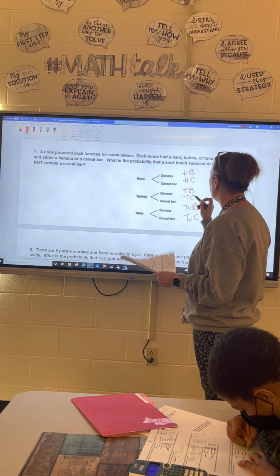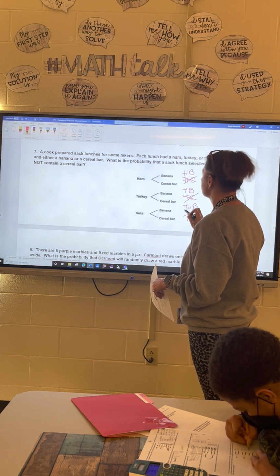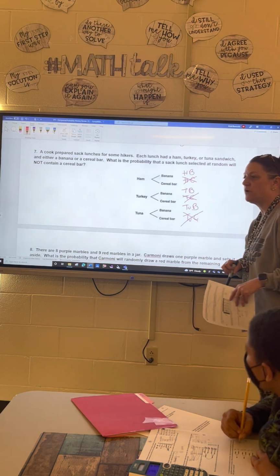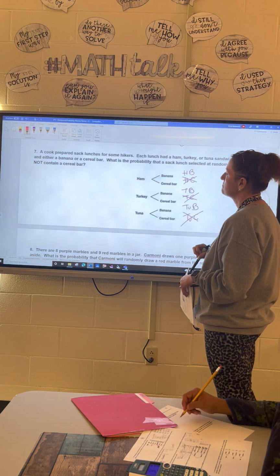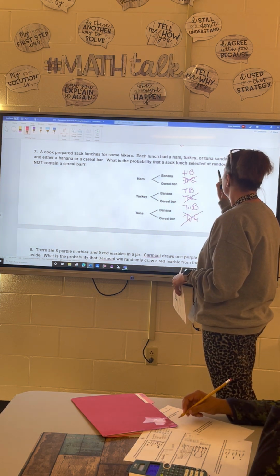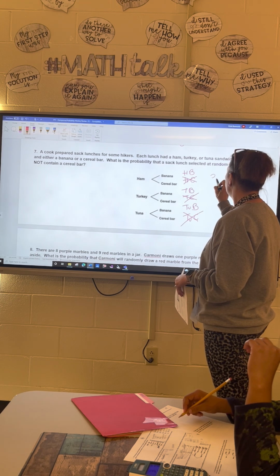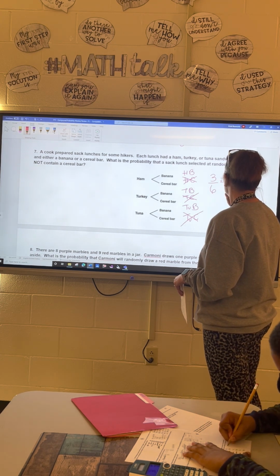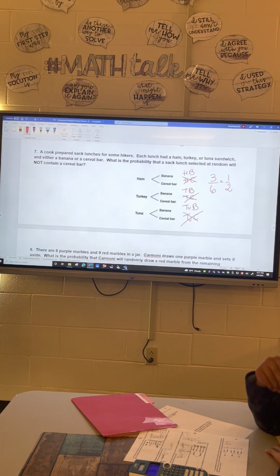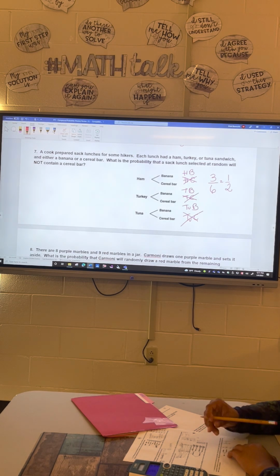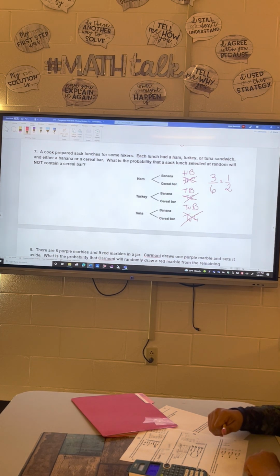We don't want a cereal bar. It says in the question, will not contain a cereal bar. So I'm marking those off. And we have 3 out of 6, which is 1/2. You with me? So far, so good? It's not hard. It just takes a minute, and again, you're going to have this to go back and watch. All right?